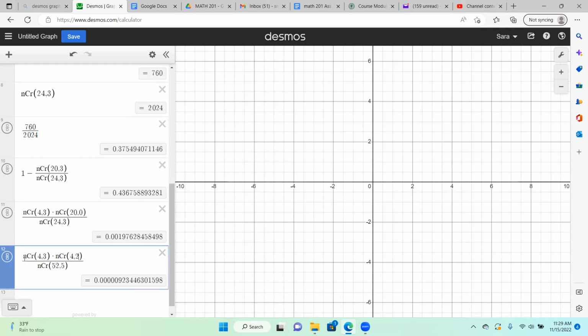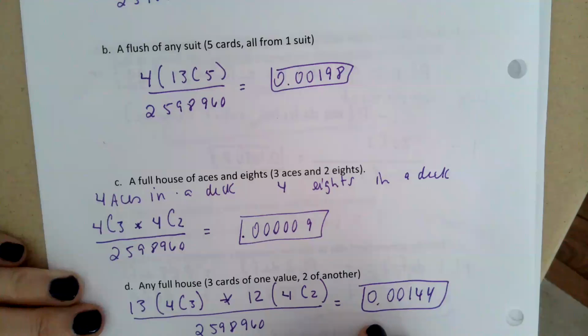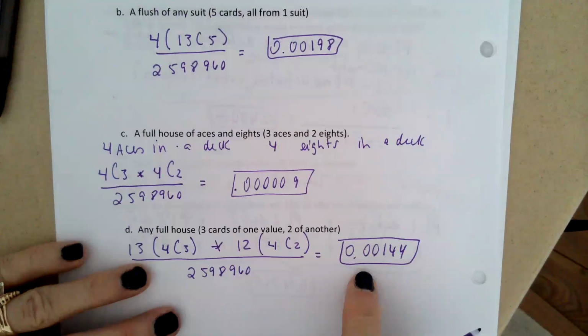And then the part D, we had a 13 out here and 12 out here. And so that's more likely 0.001. So all of these are considered unusual because you're going to find once we get to chapter 10, any probability less than 5% is considered an unusual probability. So these are all unusually likely to happen.